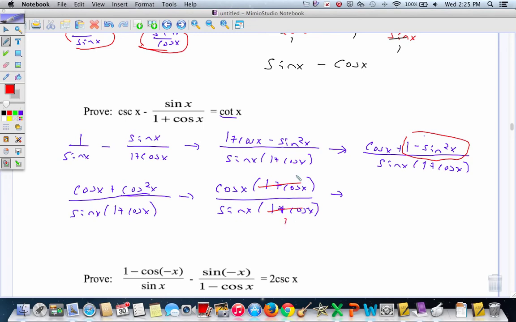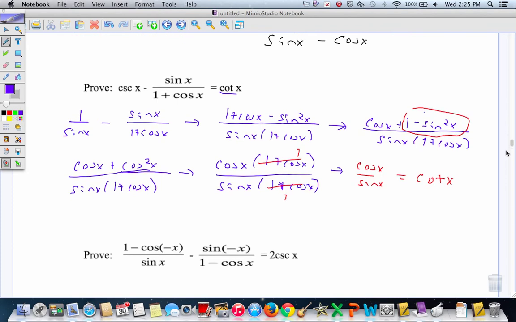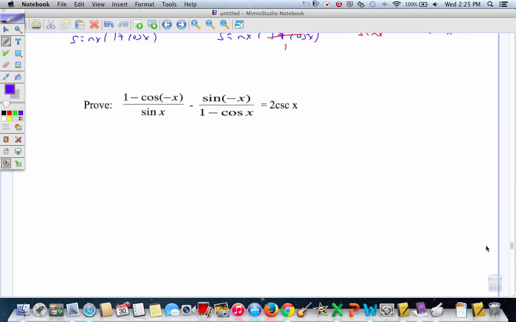Since they're written straight up and down there, I hope we all can see that our common factors of 1 plus cosines cancel each other out. So we're left with cosine over sine, which just so happens to be our cotangent. So we've proved yet another identity.